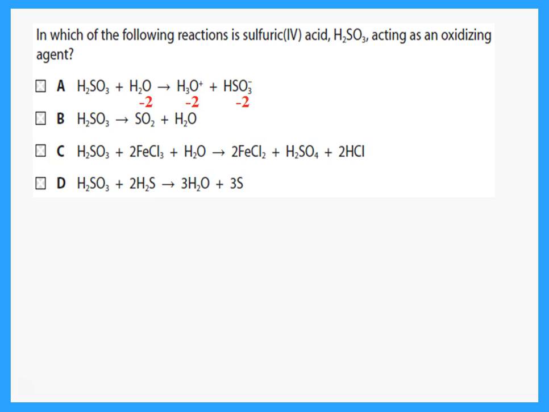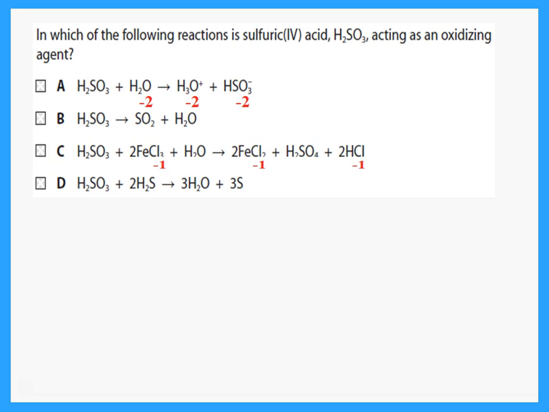The oxygen in all cases is -2. This is not an oxidation reduction reaction. In choice B, also, there is no oxidation reduction. All of them are -2 for oxygens. In the third equation, what do we have? The H2SO3 plus the FeCl3. In the FeCl3, the chlorine is -1. In FeCl2, the chlorine is -1. In HCl, the chlorine is -1. So all of this is no oxidation reduction.